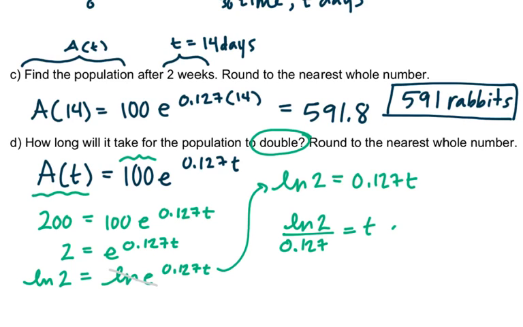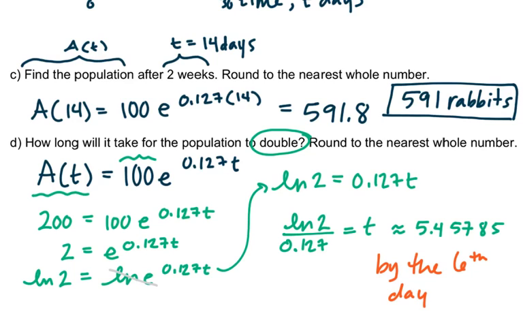And if I type that into my calculator, I'm going to get that t is approximately 5.4585 days. So this says round to the nearest whole number. Following our rounding, that would round to 5. But at the start of the 5th day, would we have double rabbits? So if we were rounding to the nearest day, that nearest whole number, in this situation, that would round up to by the 6th day, we could say.